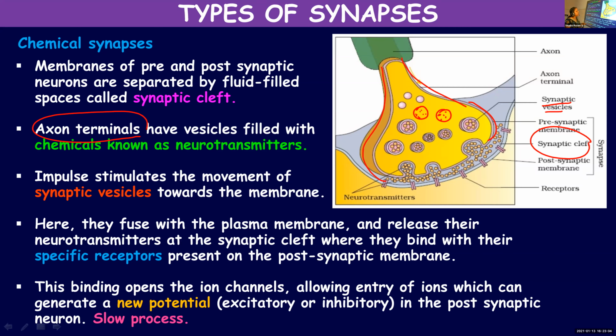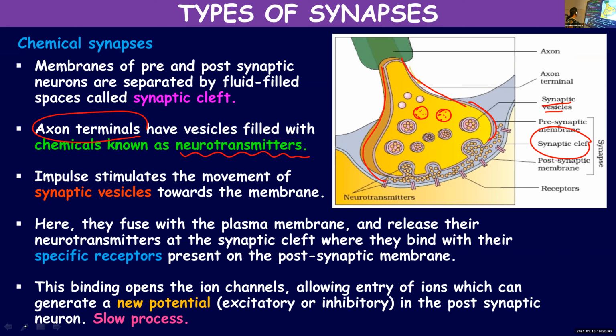And what is present in these synaptic vesicles? Neurotransmitters. Do you remember what neurotransmitters are? Can anybody name one neurotransmitter? Acetylcholine is one neurotransmitter. As the name suggests, they help in the transmission of nerve impulse from one neuron to the other. So at the tip of the axon, some bag-like vesicles are present which are filled with chemicals you call neurotransmitters.